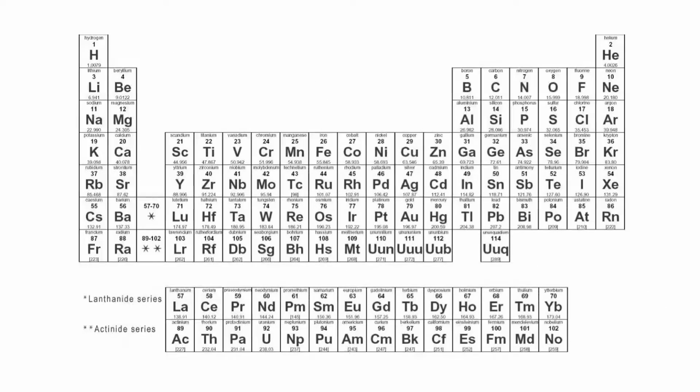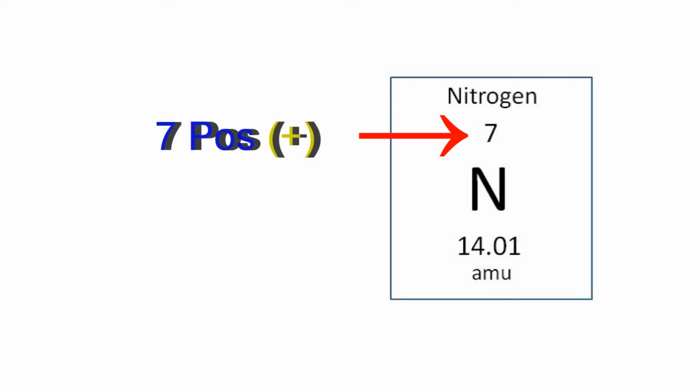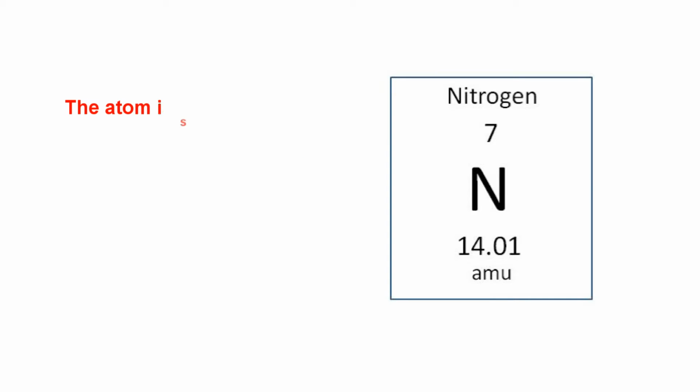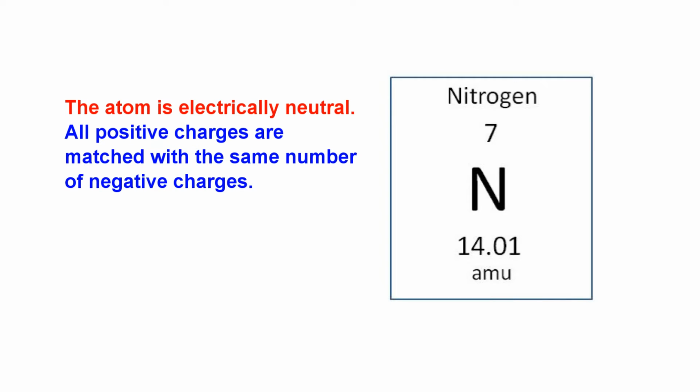So let's go to the periodic table and see how this works. We will select the element nitrogen. The atomic number of nitrogen is 7. That means that there are 7 protons in the nucleus of every nitrogen atom. All protons have one positive electrical charge. So the nitrogen atom has 7 positive electrical charges. The information that we see on the periodic table assumes that the atom of an element is electrically balanced or neutral in its overall charge.